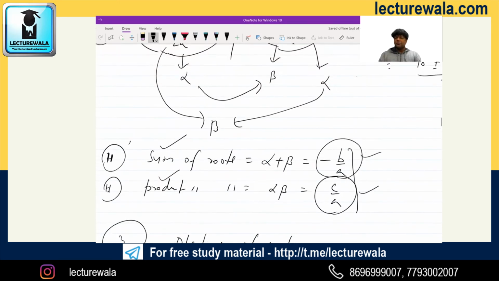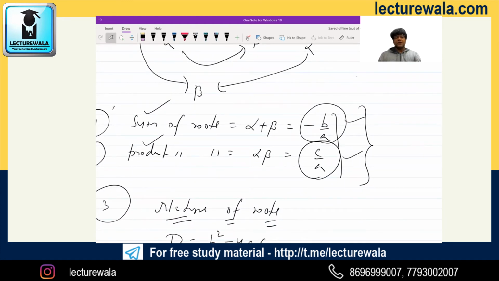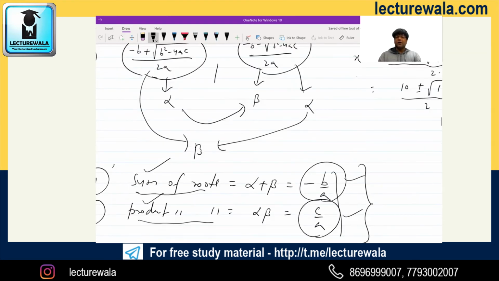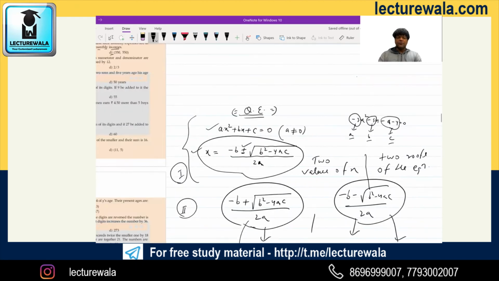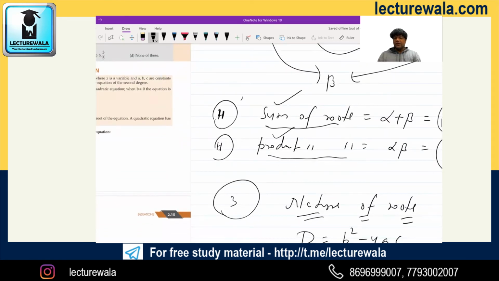You will use the second one when the question discusses the sum of roots and product of roots, then you need to remember this formula. You will use the first one when the question asks for the individual values of roots. Clear?